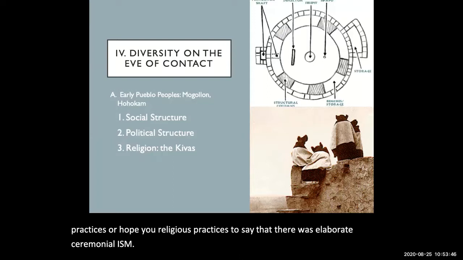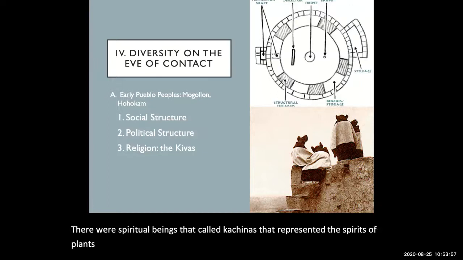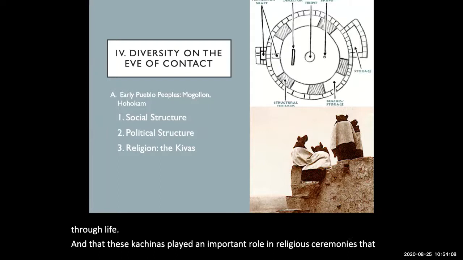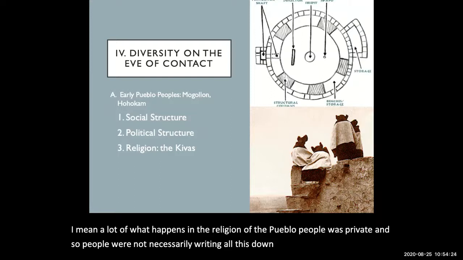There were spiritual beings called kachinas that represented the spirits of plants, animals, stars, and ancestors who aided men and women in their journeys through life, and these kachinas played an important role in religious ceremonies that included dances and chants. A lot of what happens in the religion of the Pueblo people was private, and so people were not necessarily writing all this down for people outside of the Pueblo community to learn about.